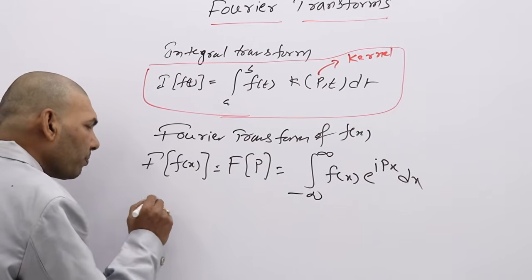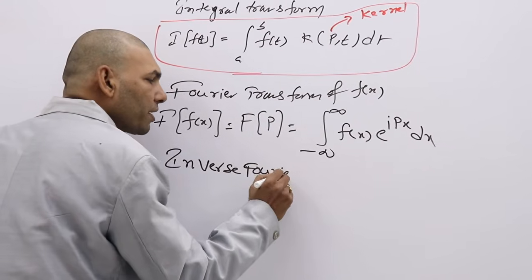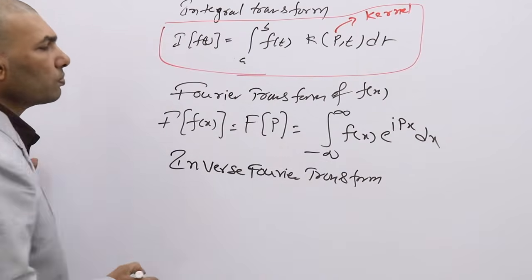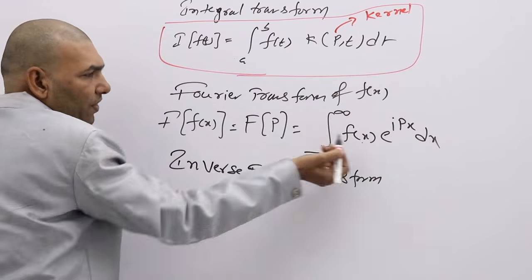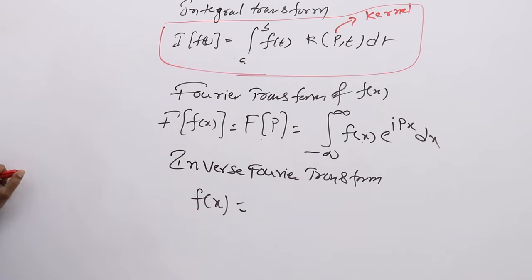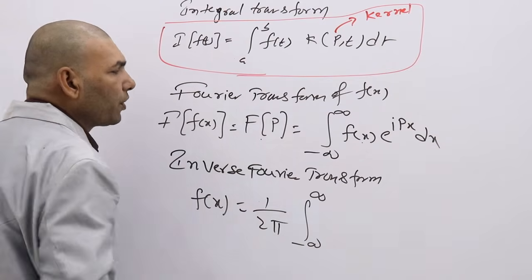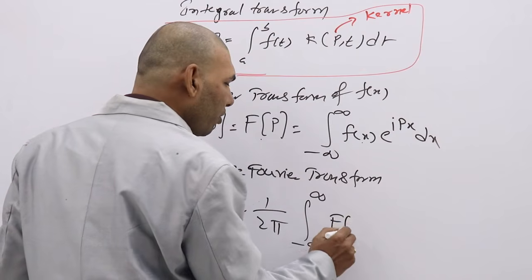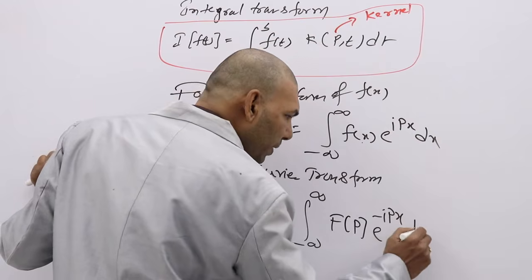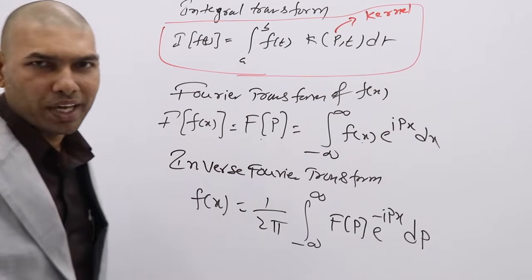If you want to find the inverse Fourier transform, that means reverse what I wrote just now. That means finding f of x when F of p is known. So small f of x is equal to the inverse Fourier transform, 1 by 2 pi integral minus infinity to infinity of capital F of p into e power minus ipx dp, because the function is in terms of p. This is the formula to evaluate the inverse Fourier transform.